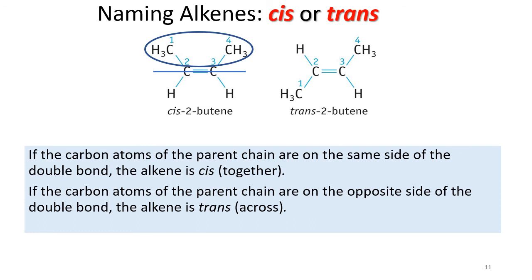And so we see that in the molecule on the left, the two methyl groups are on the same side of that double bond. It's a cis-2-butene. So the carbons of the parent chain are on the same side. If they're on the opposite side, I have to cross that line to circle my chain. Then that is trans-2-butene. And we can have substituents instead of part of the chain and come up with the same kind of naming system. But we'll see that a little later.